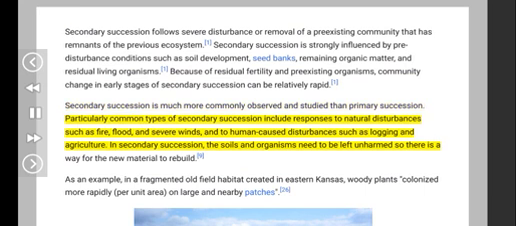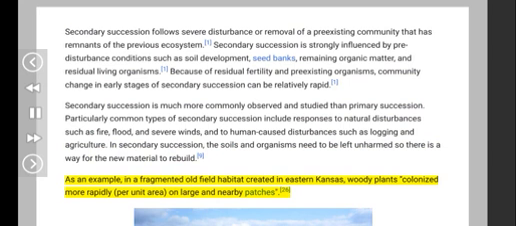Particularly common types of secondary succession include responses to natural disturbances such as fire, flood, and severe winds, and to human-caused disturbances such as logging and agriculture. In secondary succession, the soils and organisms need to be left unharmed so there is a way for the new material to rebuild. As an example, in a fragmented old field habitat created in eastern Kansas, woody plants colonized more rapidly per unit area on large and nearby patches.